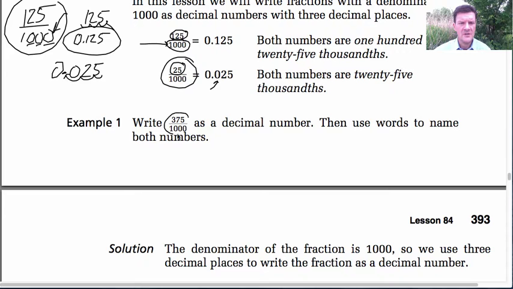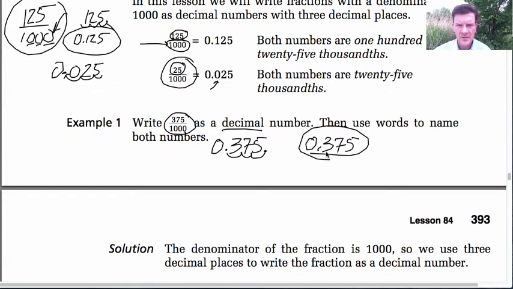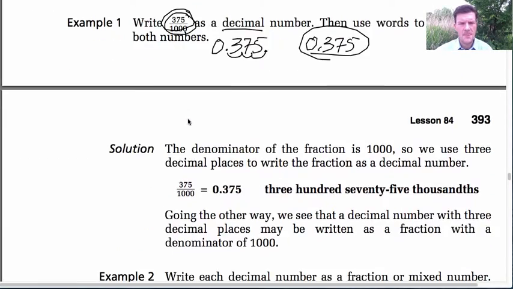So write 375 over 1,000 as the decimal number. All you need to do is take 375. The decimal point is understood to be at the end. Move it over 1, 2, 3 places, and you've got your 0.375, and that is 375 thousandths. Either way you write it, either as a fraction or a decimal, it's 375 thousandths.